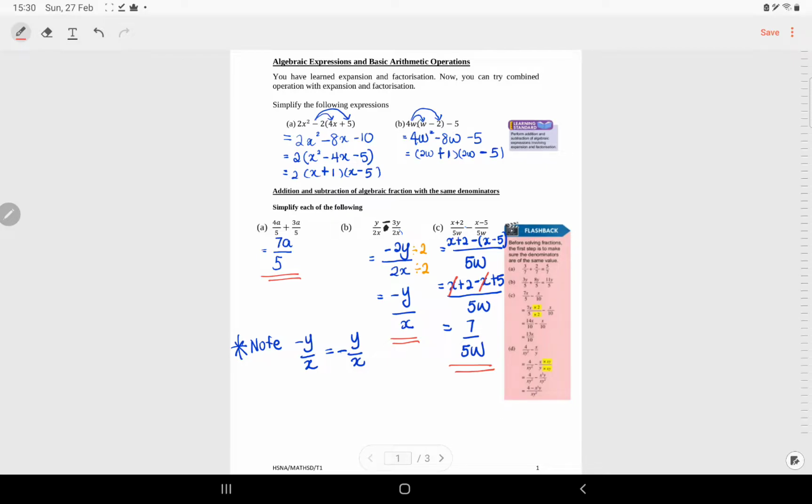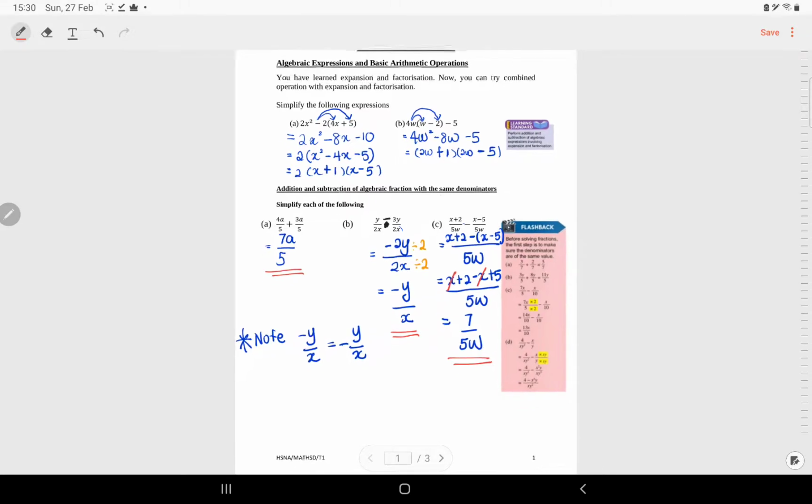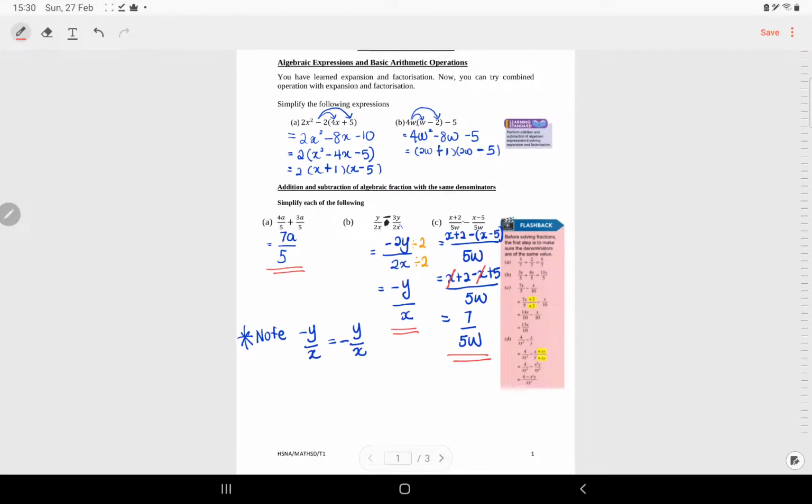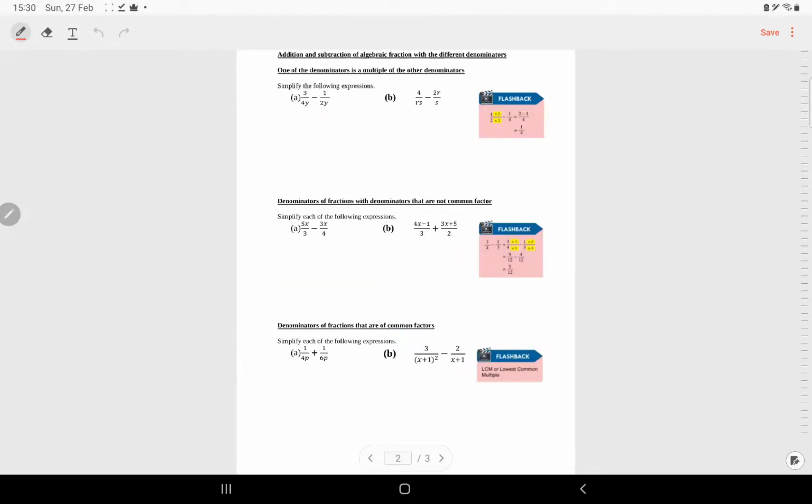Now, these are examples of same denominators. Now let's have a look at other types of denominators. You will also be given different denominators: when they are a multiple of each other, when they have no common factor, and when they have common factors. So let's have a look at the first type, when the denominators are a multiple of each other.